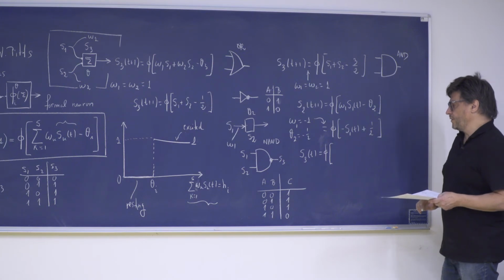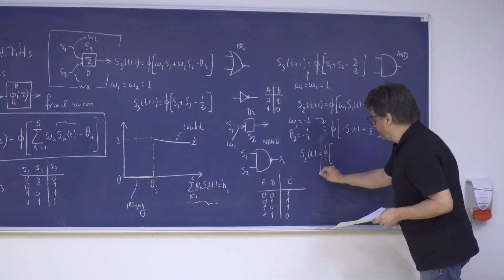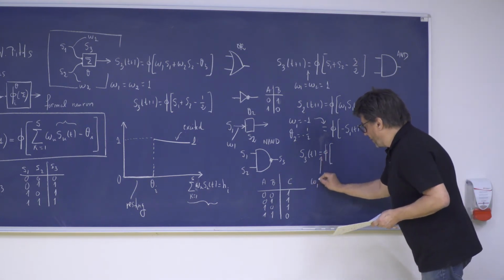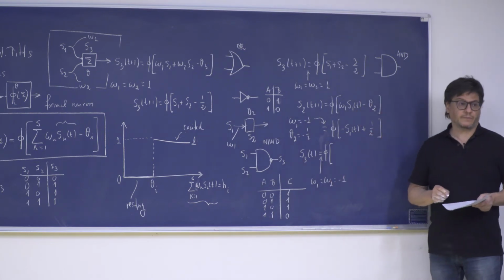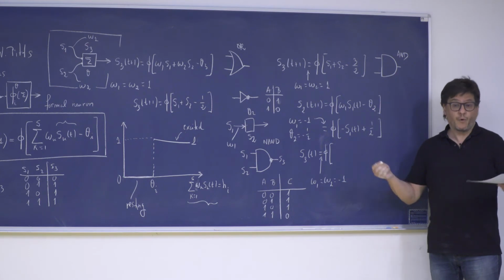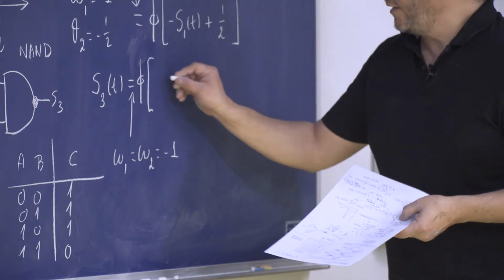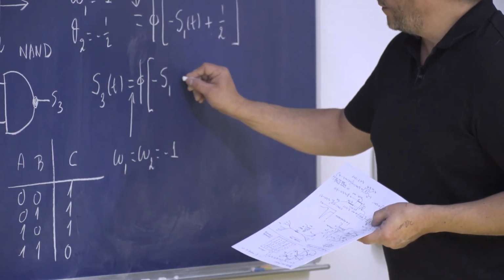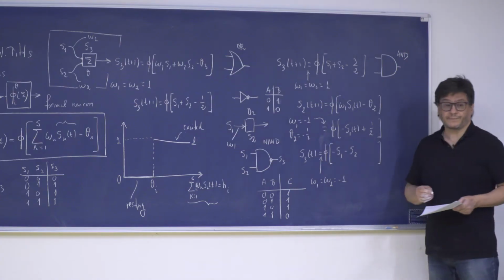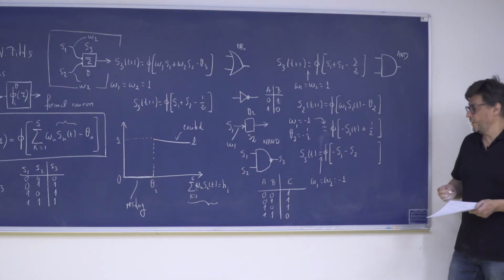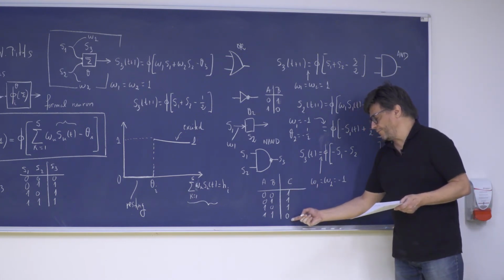How about doing this? Imagine that I use negative values, right? For omega 1, omega 2, take it minus 1. Again, I could use minus 0.9, right? It would be exactly the same. I just need to rescale. I will have minus S1, minus S2, and I need a threshold, right? How do I want this to work? Well, I want that table to be my output, okay?